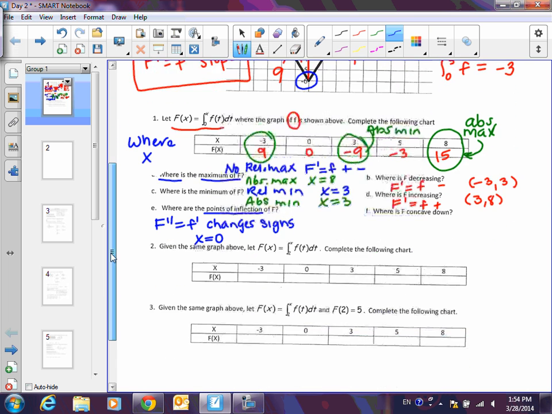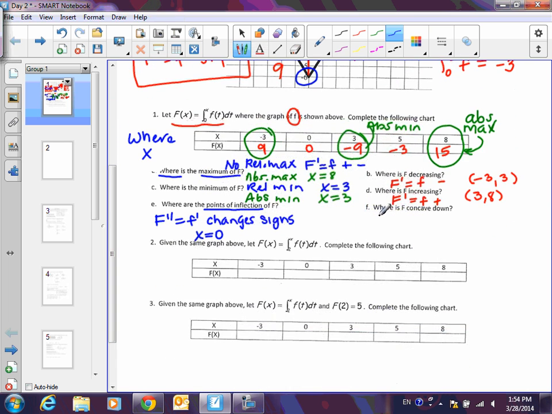Okay, where is big F concave down? So what would be my reasoning here? What am I looking for? F double prime, which is the same as little f prime, is what? Okay, I went ahead and wrote it. That was my fault. But you could say, big F is concave down when the second derivative is negative.